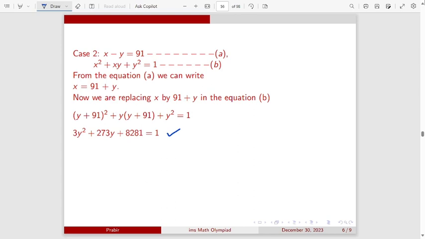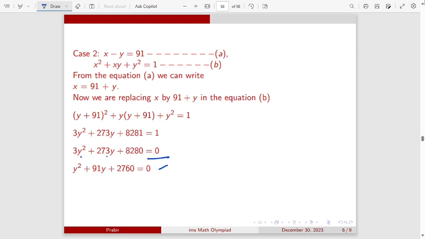So now the next thing is, there is 1, we are going to subtract this one from this, meaning we are subtracting 1 from both sides of the equation. So the right hand side will be 0 and this 8281 minus 1 will become 8280. So what we have is 3y square plus 273y plus 8280 equal to 0. Now we are dividing this whole equation by 3. So that will become y square plus 91y plus 2760. Okay, now the main thing: could you tell me whether this will give you an integer solution or not?